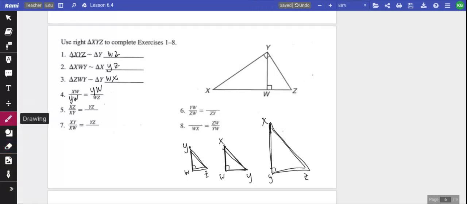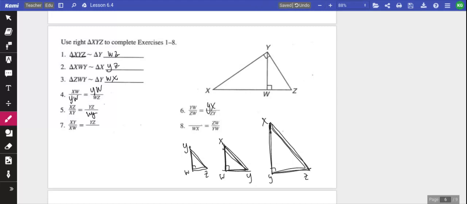The next one said, find the triangles where XZ is congruent to XY. Well, here's XZ and here's XY. So we're talking about the big triangle and the medium triangle. Then the big triangle lists YZ, so then we have to list WY. Number 6 says YW is the same as ZW, which is the medium and the small triangle. And then it says ZY is congruent to YX.